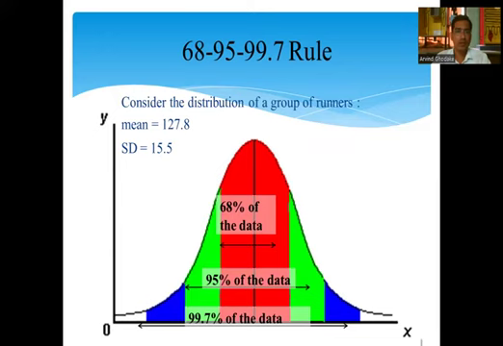Then the 68, 95, 99.7 rule. Consider a distribution of a group of runners. Mean is 127.8. Standard deviation is 15.5. Therefore, 68% of the data is denoted by the red portion, 95% of the data is denoted by the green zone, and 99.7% of the data is given by the blue zone. So the 68% data will be your plus minus 1 standard deviation, then the green zone will be plus minus 2 standard deviations, and the blue zone is plus minus 3 standard deviations.